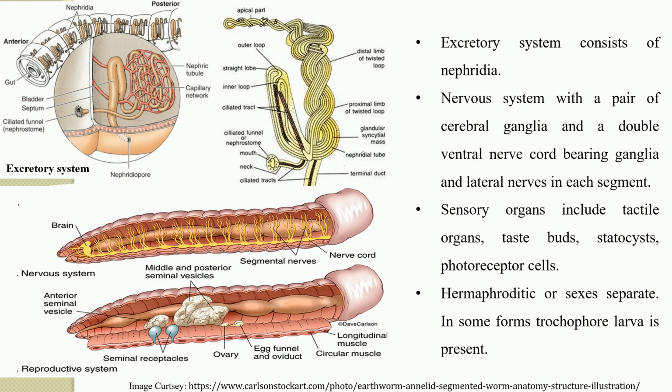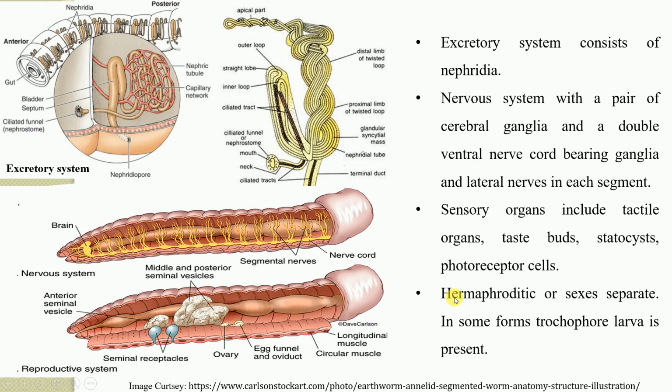Then the sensory organs: this includes the tactile organs, which are concerned with sensation and are associated with the skin. Then they are also provided with taste buds, statocyst organs or photoreceptor cells. So these are the sensory organs you will find among the annelidan organisms.